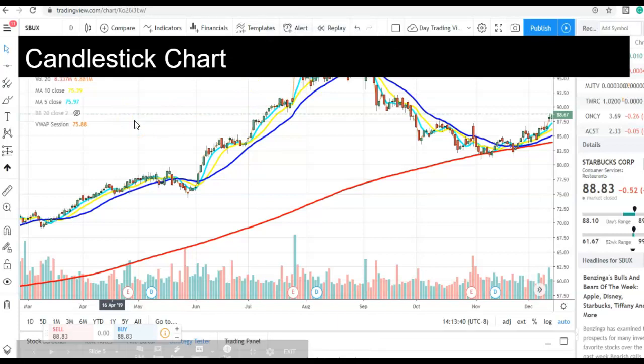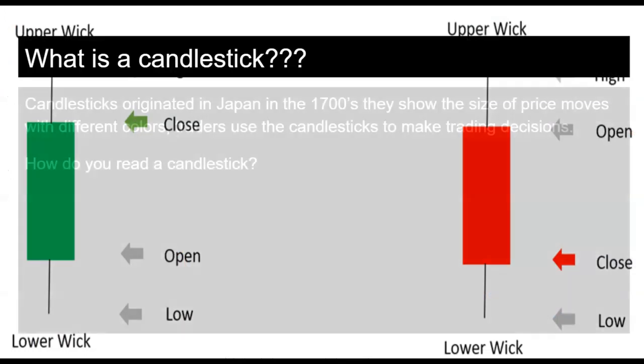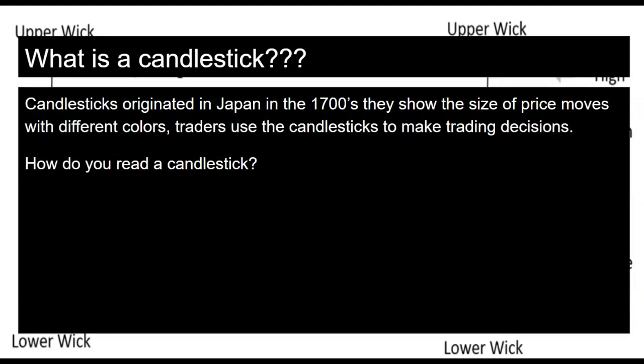So I basically told you the basics of a candlestick chart. Now let me give you the understanding. So what is a candlestick? Candlesticks originated in Japan in the 1700s. So the Japanese brought this concept of candlesticks to the stock market, before the stock market truly even existed. They show the size of price moves with different colors. Traders use candlesticks to make trading decisions.